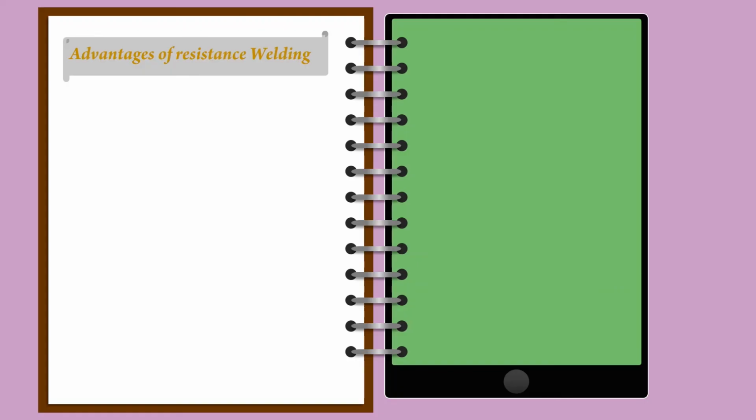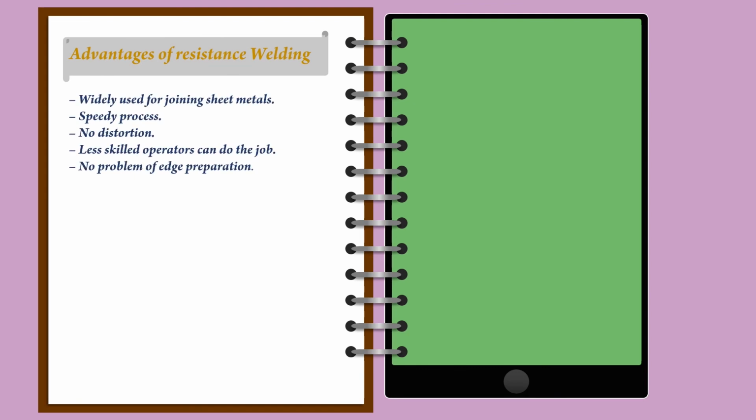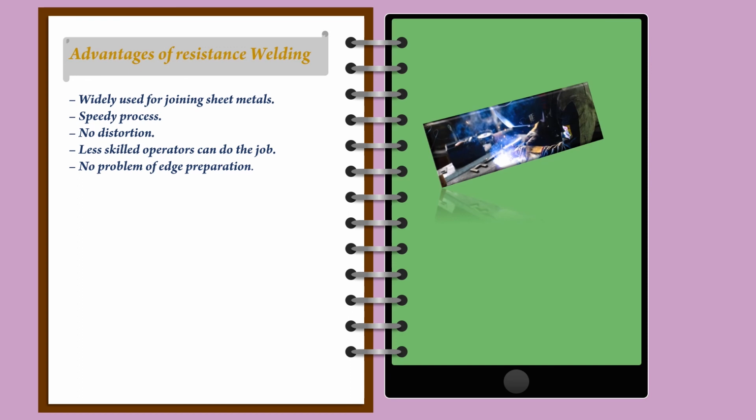Advantages of resistance welding. Widely used for joining sheet metals. Speedy process. No distortion. Less skilled operators can do the job. No problem of edge preparation.